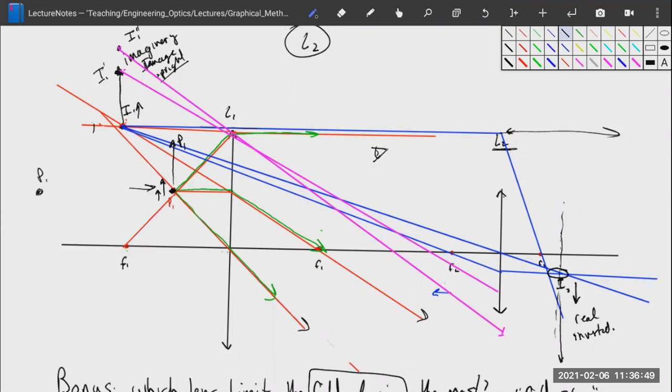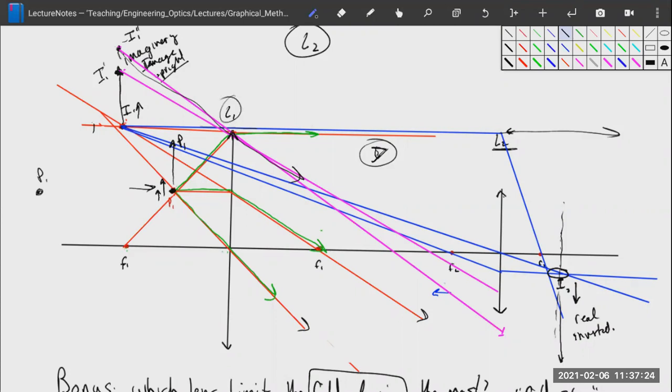Because if we put an eye here, to this eye, it looks as though P1 is actually at I1, and any rays coming from P1 are actually coming in straight lines from I1. So this is the power of the graphical method. Once we figure out where I1 is, we can just ignore this lens and start drawing lines from it, except for the fact that the lens has a finite height, which means all the rays that we draw from I1 still have to go through L1, our first lens.